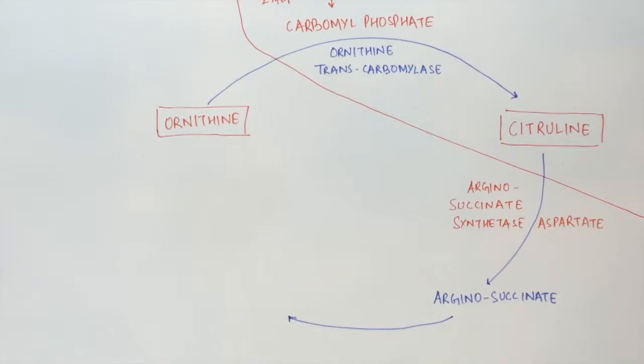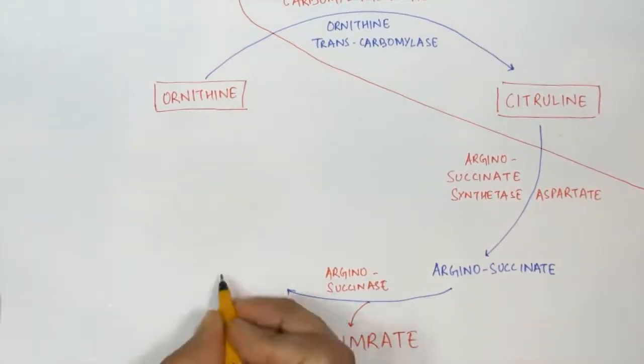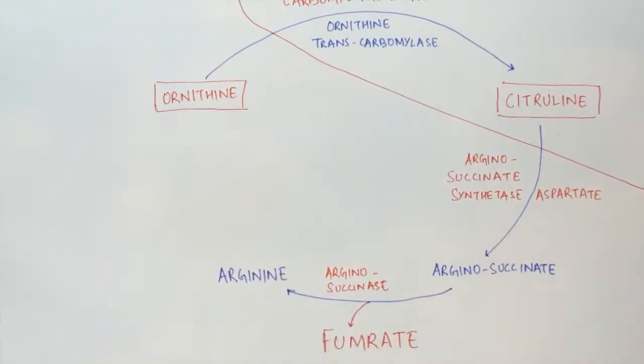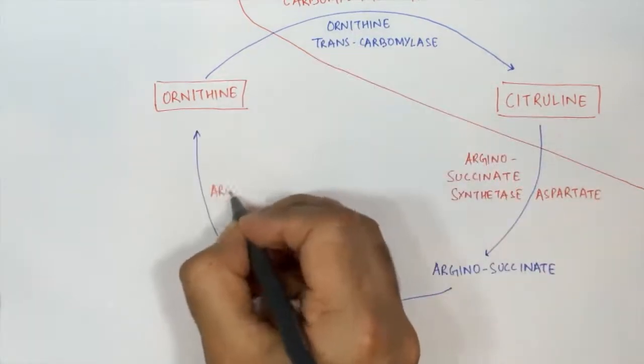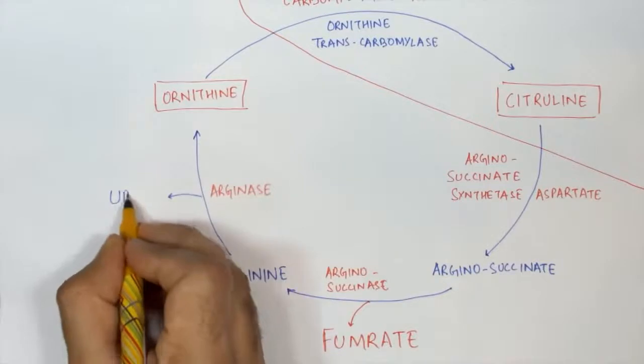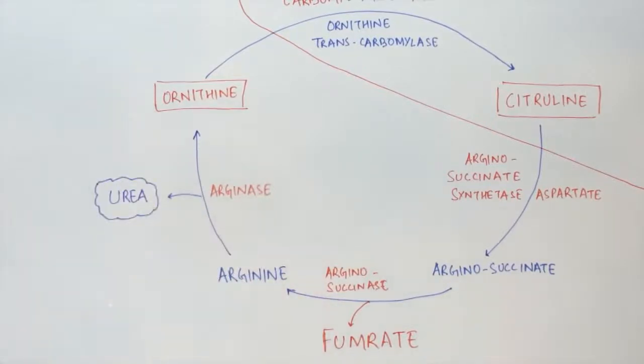Now in the next step, the enzyme arginosuccinase acts upon the arginosuccinate and lyses it to produce 2 molecules, the fumarate and the arginine. Now in the last step of the urea cycle, the enzyme arginase acts on the arginine and lyses it to produce urea and ornithine. The ornithine is utilized back into the urea cycle, whereas the urea is a soluble compound. It dissolves into the blood and is transported to the kidneys to be excreted in the form of urine.